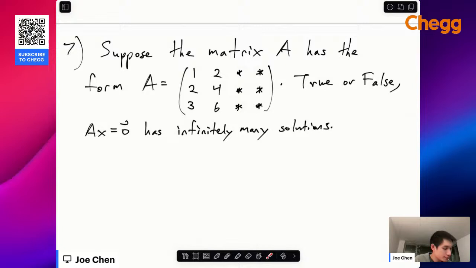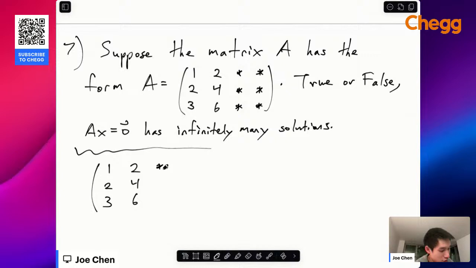All right. So let's go over this. I think this question boils down to what it means to write the equation Ax. In general, suppose I have this matrix A. I have 1, 2, 3, 2, 4, 6, and some numbers here.